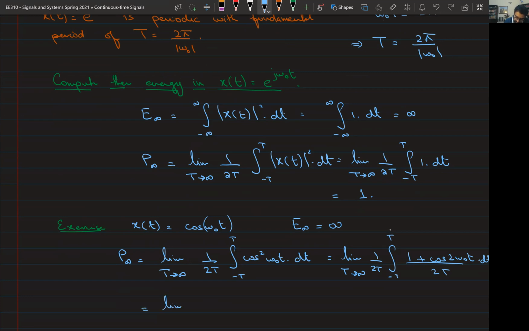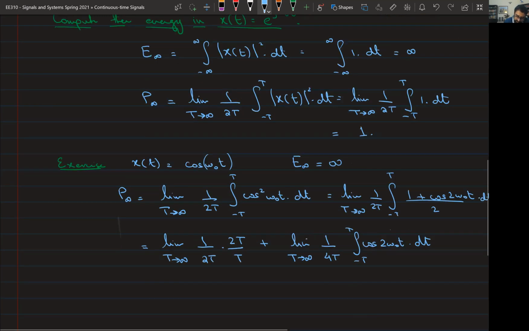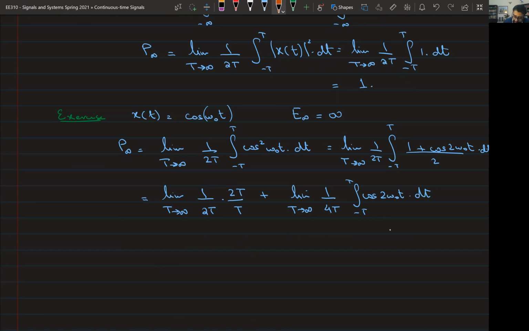And this is equal to limit T going to infinity 1 upon 2T, and this integral is, sorry, 2T here. So this is 2T divided by 2, plus limit T going to infinity, 1 upon 4T, integral from minus T to capital T, cosine 2 omega naught t dt. I mean, you can go ahead and evaluate this integral if you want, but I know that this is equal to 0 in the limit, because what's inside the integral is finite, what's in the denominator becomes infinite, so therefore the division is equal to 0, and therefore this is equal to half. So there's something wrong there.